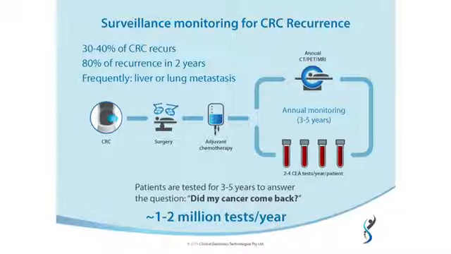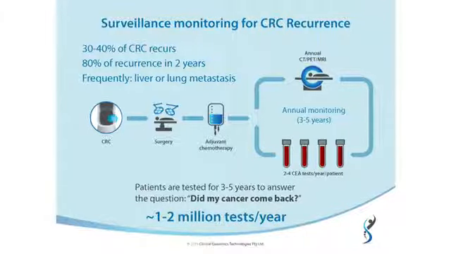Colorectal cancer surveillance monitoring is testing in patients that have been previously diagnosed and treated for colon cancer with the intention to identify those patients, those recurrences, as early as possible so that the doctors can intervene either with further chemo, subsequent, further surgery, resections, or what have you. In the United States, approximately 1 to 2 million tests will be done this year to ask that question, did the cancer come back?